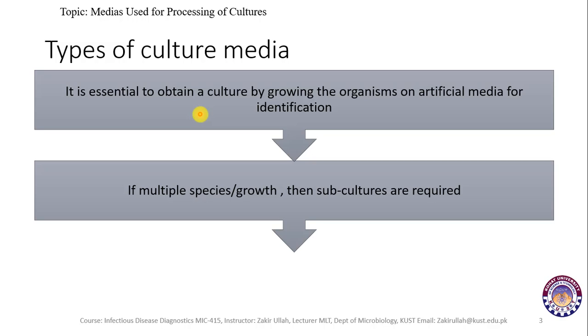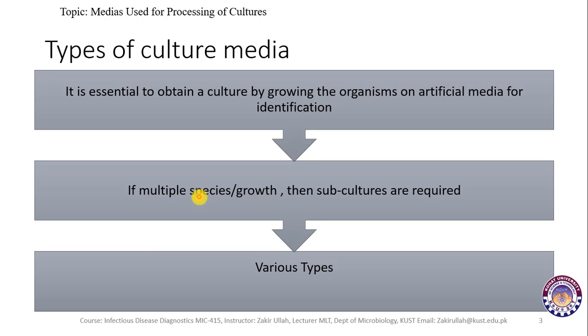If we have obtained the growth and this growth is showing us colonies of multiple types, and different types of characteristics appear in the same culture plate, then a subculture or pure culture is required. So the pure culture needs specific media which have specific nutrients and specific conditions for isolating a pure culture.